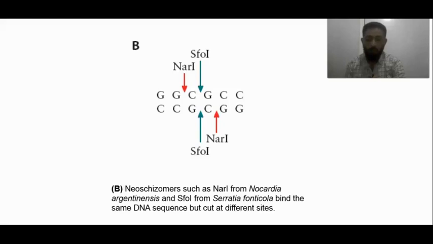SfoI from Serratia fonticola. They bind the same DNA sequence but cut at different sites, like here. This is the same origin or same locus, but the product is different. One of them is cutting sticky ends, and the other, SfoI, is cutting blunt.